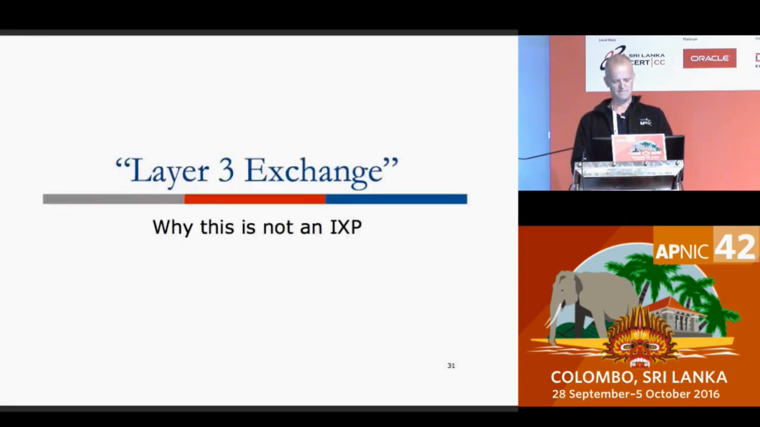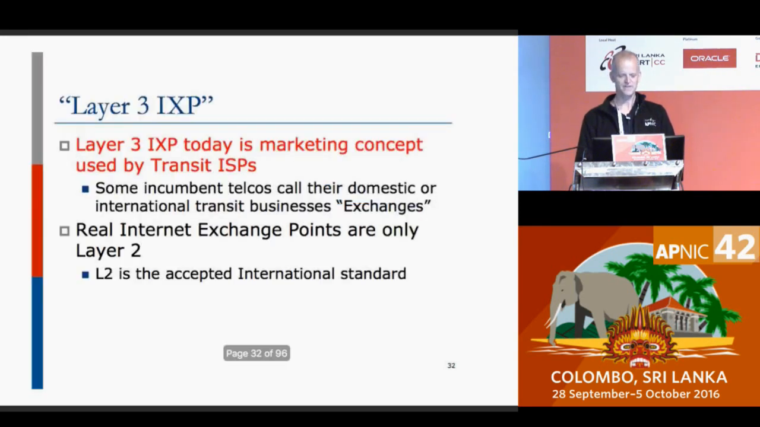Okay, layer 3. This is one I hear far too often. There's no such thing as a layer 3 exchange point. It's a marketing concept used by transit providers. I'm not going to mention names, but there are quite a few well-known ones out there.